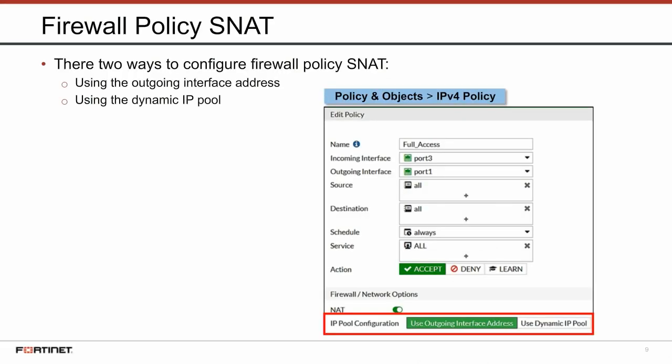There are two ways to configure firewall policy source NAT. Use the outgoing interface address. Use the dynamic IP pool.